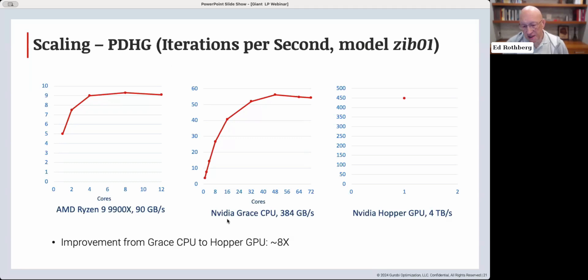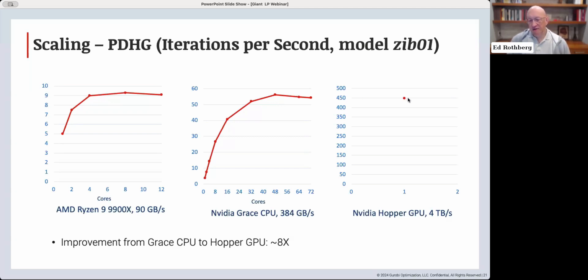If you move up to the NVIDIA Grace CPU, this is 72 cores with 384 gigabytes per second of memory bandwidth, a much more powerful memory system. You can see we top out, instead of 9 iterations per second, at about 55. You can also see that the memory system saturates, but in this case at a much higher point. Once we get to 40-some cores, we've saturated the memory system. That's the maximum we're going to get.